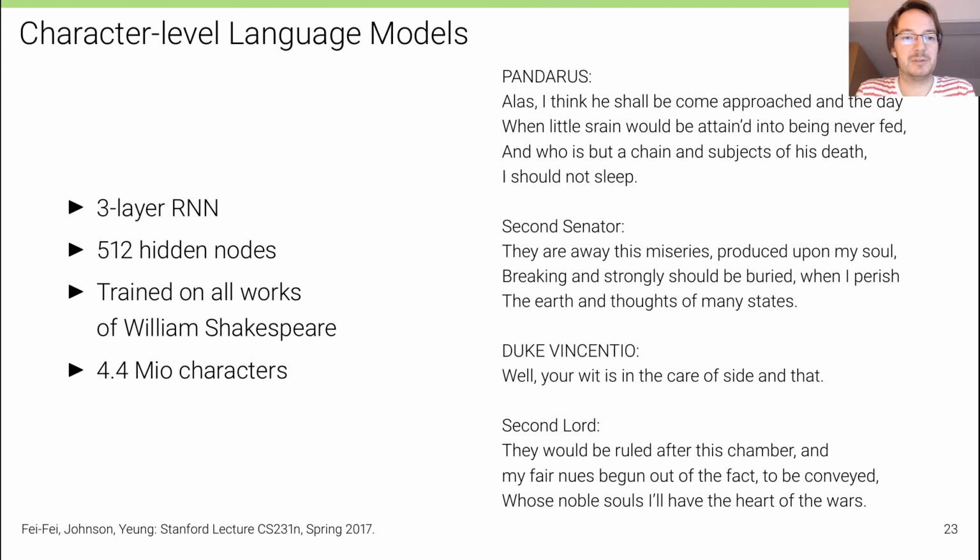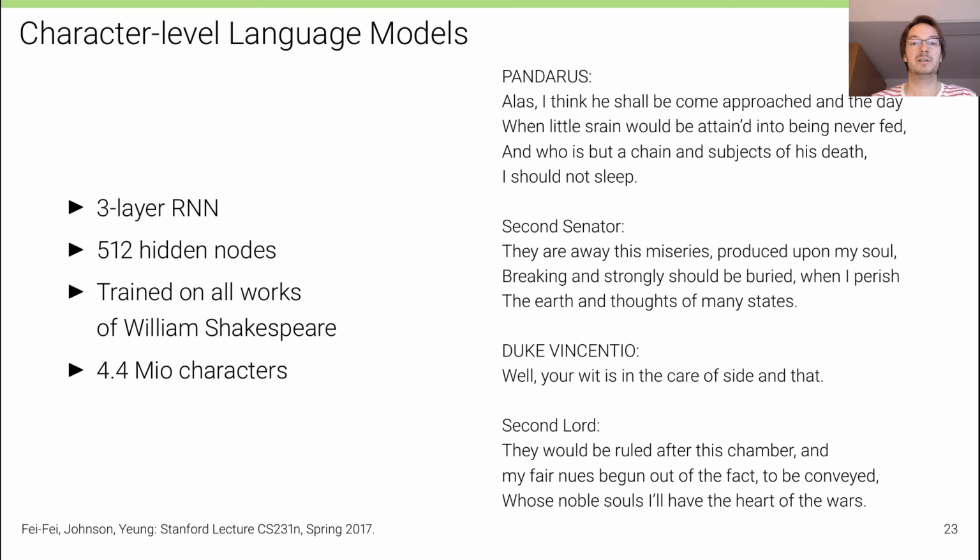So here are some examples, and you will find more of these examples on this website. These examples have been generated with a 3-layer recurrent neural network with 512 hidden nodes. In this case, the character level language model was trained on all works of William Shakespeare, which has more than 4 million characters. And you can see that despite the training having been initialized randomly, the model learns useful structure in natural language text and generates this text.